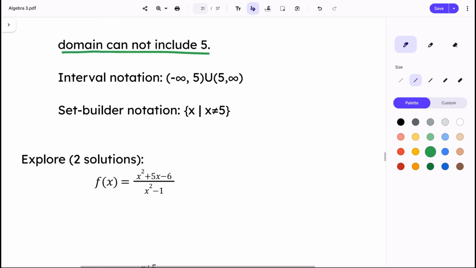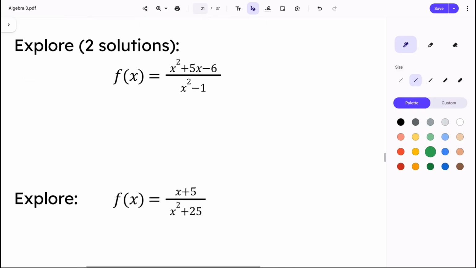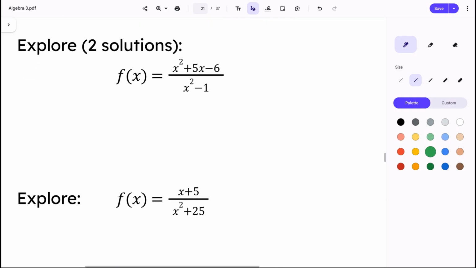So let's take a look at this next one. Again, we're only really focused right now on the denominator. So if you guys look at the bottom piece here, how would you factor this? Good. X plus 1, x minus 1. It's the difference of two squares situation, so it factors like that. If you set those equal to 0, what do you get for x?